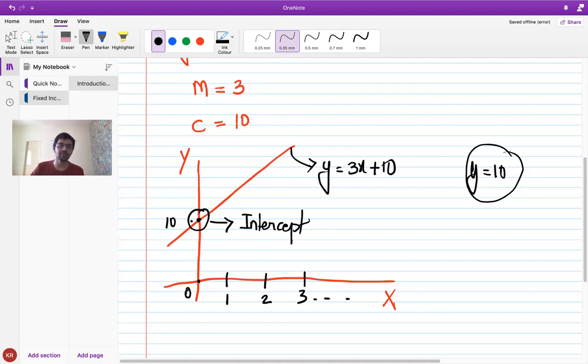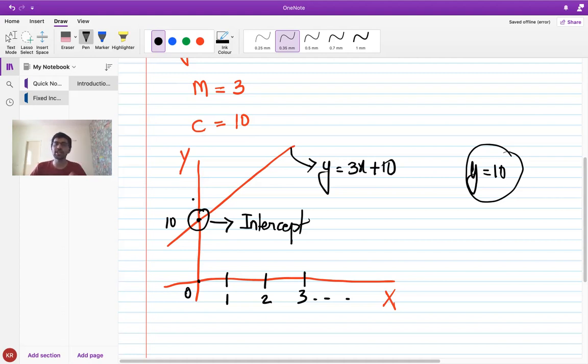And this is nothing but the value of y when x is equal to 0. Obviously, both the meanings imply the same thing. The first meaning, what I said was, it is the point where the line is actually cutting the y-axis, and that point is nothing but the value of y when x is equal to 0. So in this equation, if you substitute x is equal to 0, you will get a value of y, and that is nothing but the intercept.